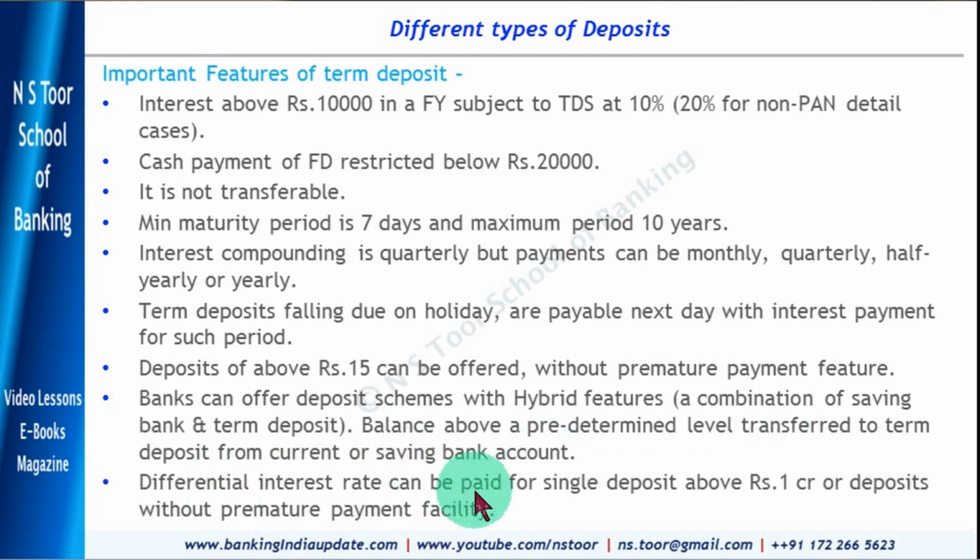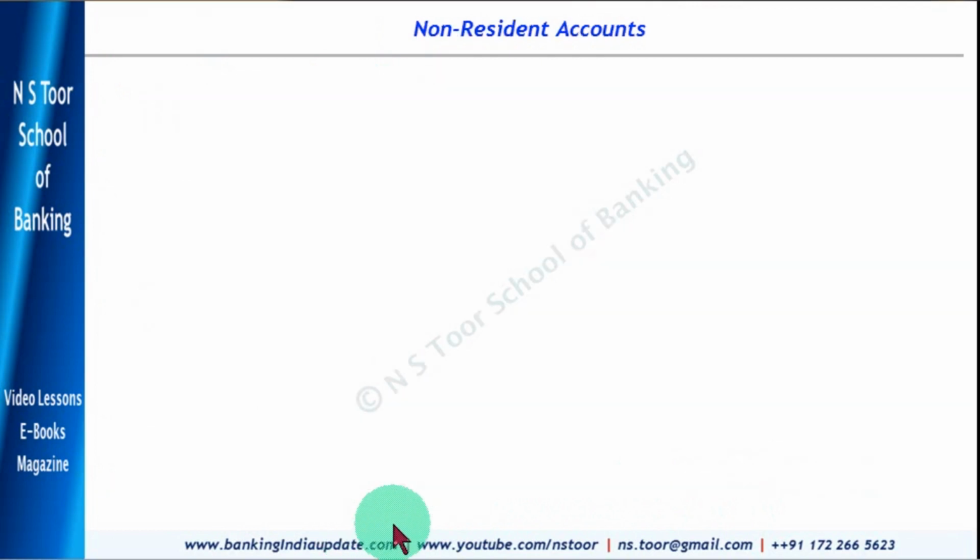Friends, a differential rate of interest can be paid when the amount of a single deposit is above rupees 1 crore or when the deposit receipt is issued without premature payment facility. And here we have already noted that deposits above rupees 15 lakh can be offered with the premature payment feature or without it, and a differential rate of interest can be offered in these two situations: when the single deposit amount is above rupees 1 crore or the deposit is issued without premature payment facility.